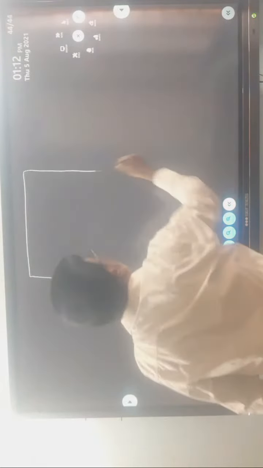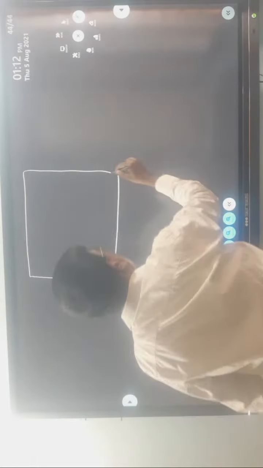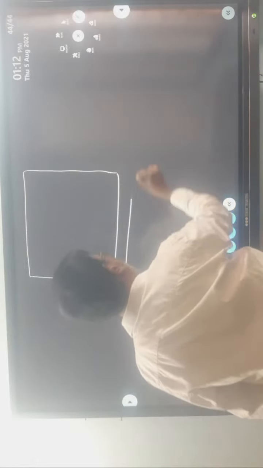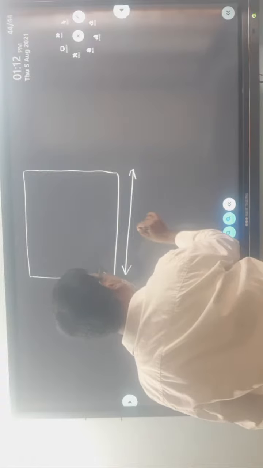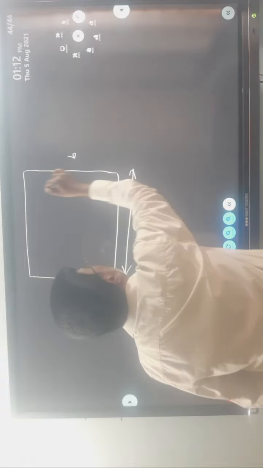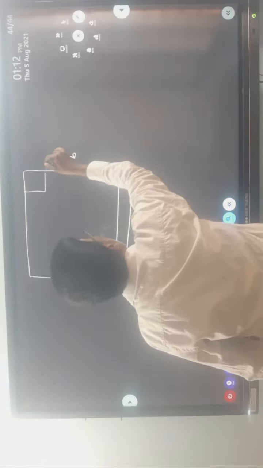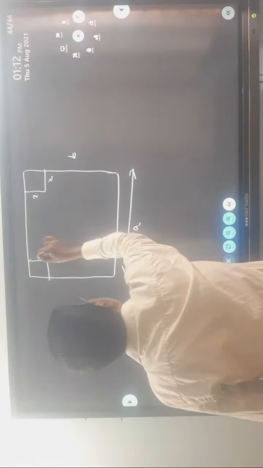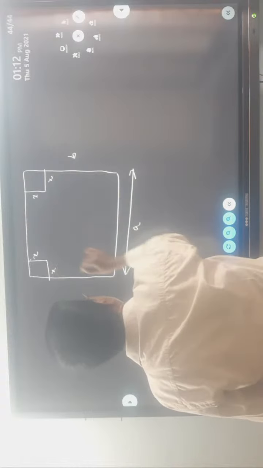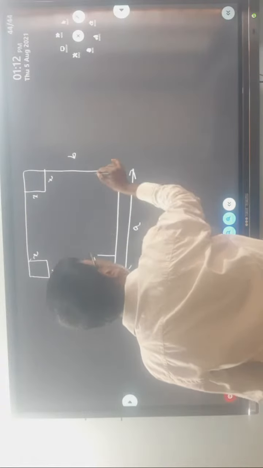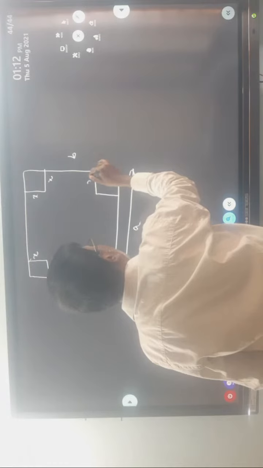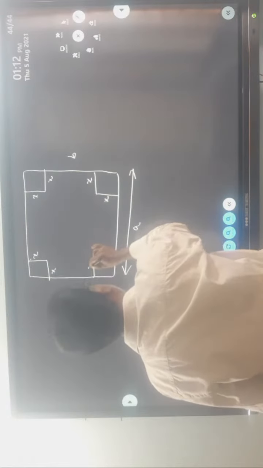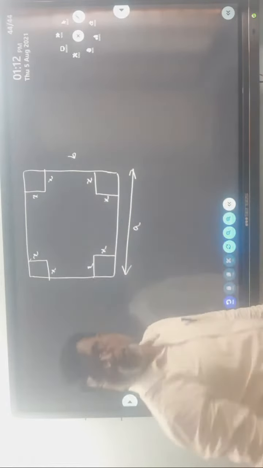Suppose this is given like this: a metal sheet of length A by B. This is A, this is B. At all 4 corners we cut squares of side X. So this is X, and this is also X, and this is also X. We take it like this.